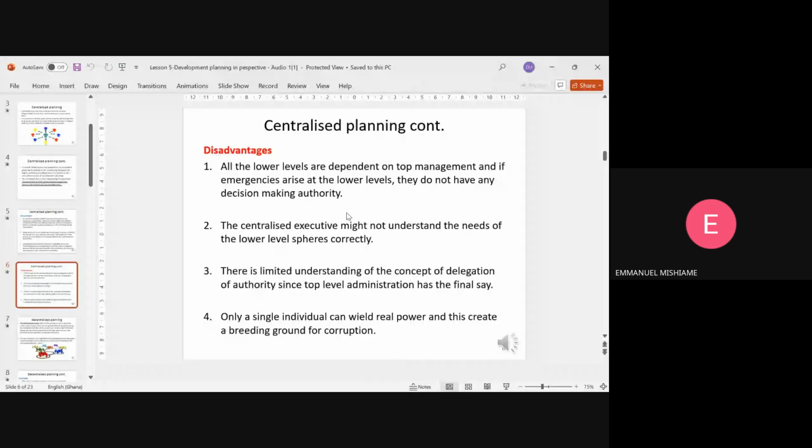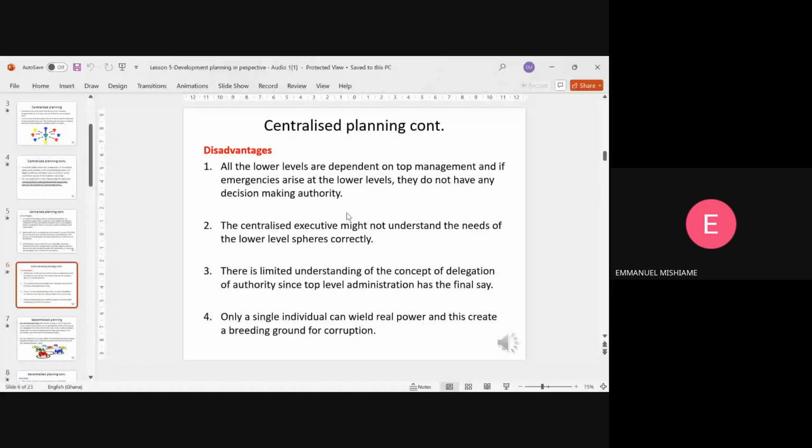Now, lastly, it says that only a single individual can wield real power, and this creates a breeding ground for corruption. So, cast your mind back to many of the countries that today are experiencing wars and instabilities and what have you. Many of them realize that some particular person in government is the one controlling everything. And there's a saying that power corrupts, and absolute power corrupts what?